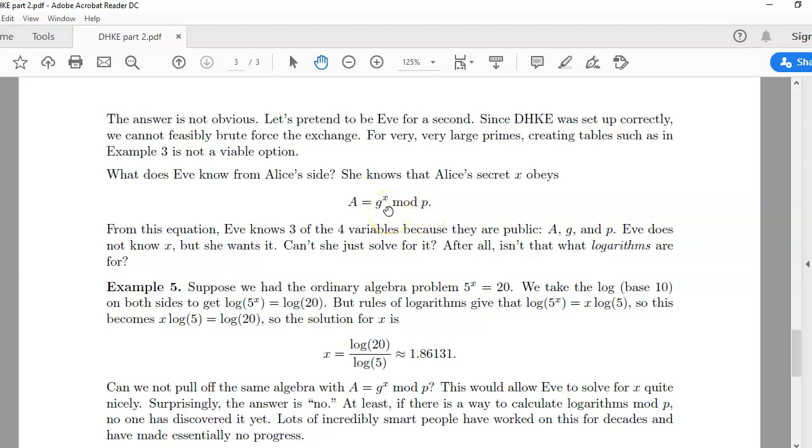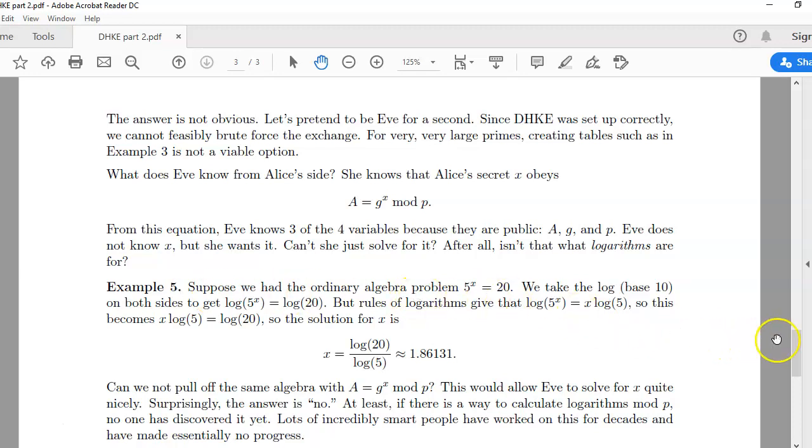So the question is, can't she just solve for it? I mean, it's an algebra problem. Can't Eve just do the algebra, solve for X, and be done? Then she can steal the secret and get the key? And isn't this exactly what logarithms do? So let's look at an example of ordinary logarithms that you might have seen in high school algebra. Let's look at a logarithm problem in example 5.